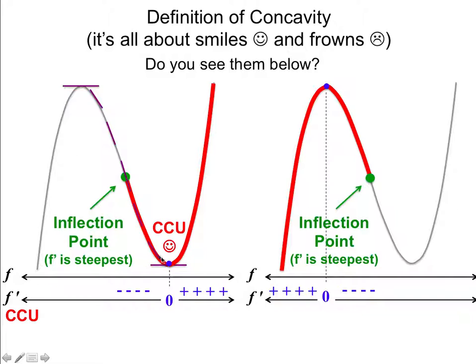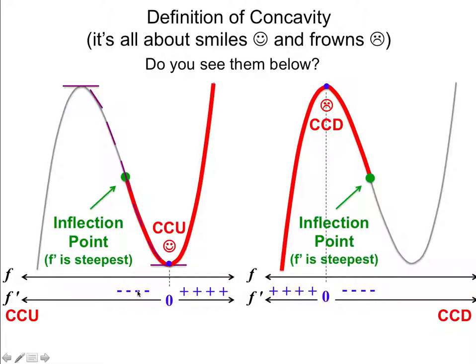So in this portion, we call this concave up. There's our smile. And I'm just going to put some concave up notes down here. And this shape here we call concave down. That's our frown. And so again, I put concave down here. I'm going to put some notes down here. So one thing we want to look at is the value of the derivative. We're going to look at our derivative number line here.